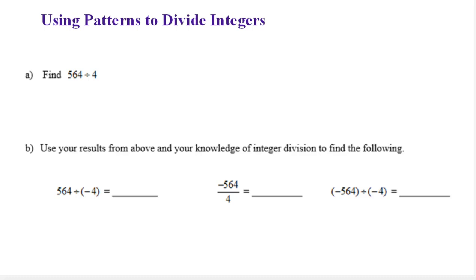In this video, we're going to use patterns to divide integers, and in particular larger integers. So here we have 564 divided by 4. These are two positive numbers, and here are all the different ways we could divide these two numbers with varying signs, where one of them is positive, one is negative, or in this case they're both negative.